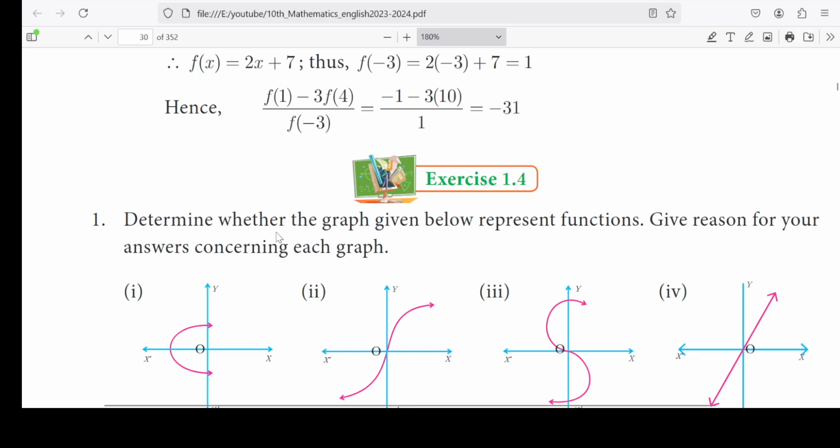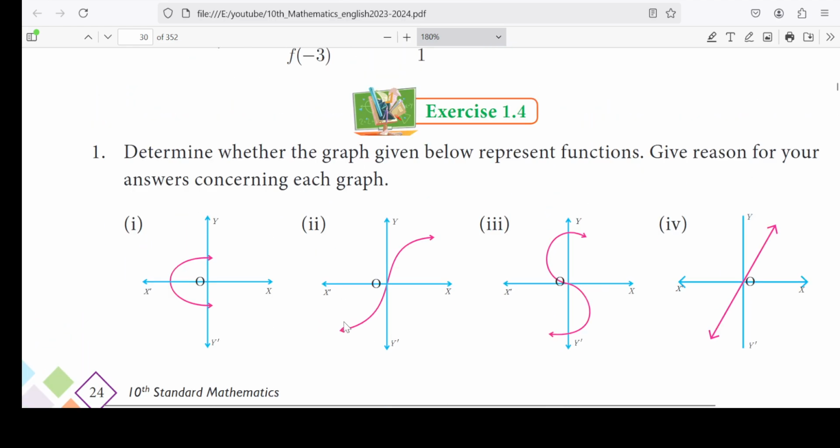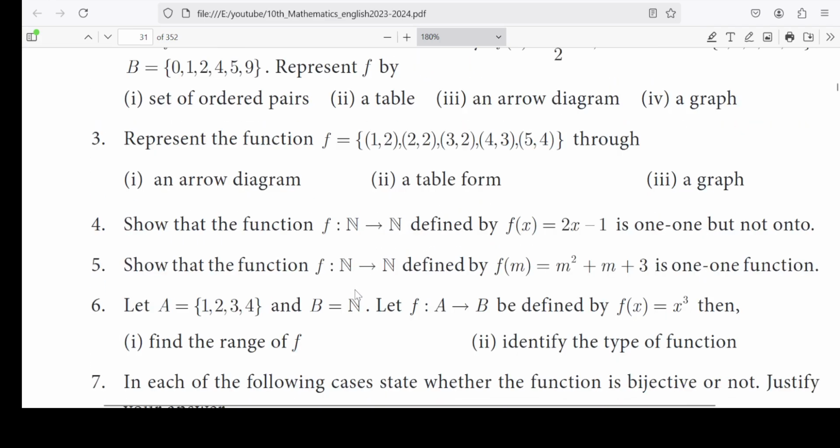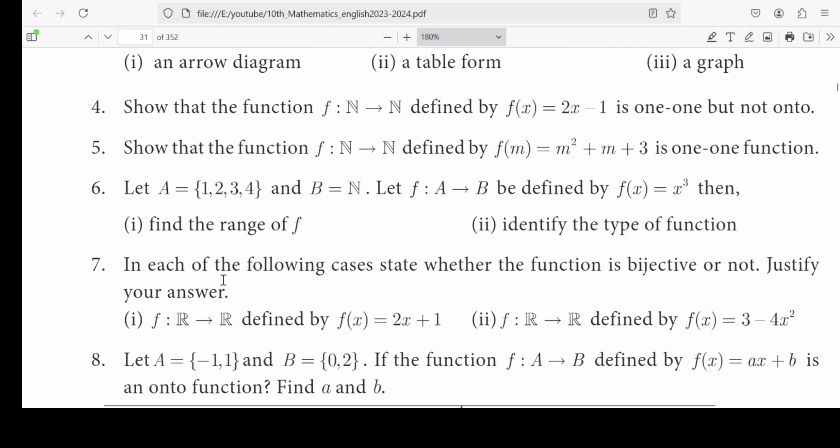In this video, we'll be solving problem number 6 in exercise 1.4. If you check out the playlist in English, you'll be able to find all the previous exercise problems. Do check it out, it will be helpful for you. The video link is in the description box below. Now we can see the question.